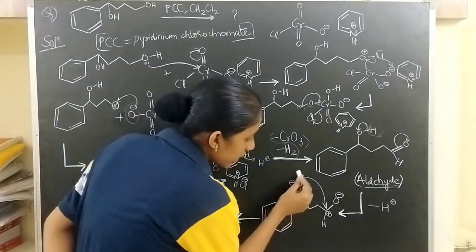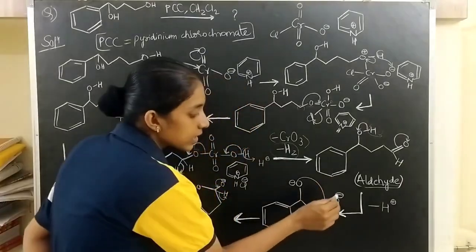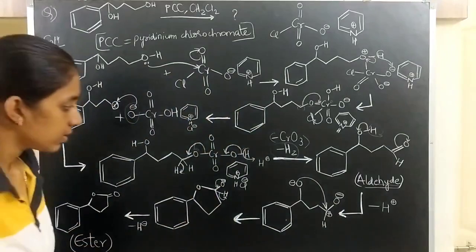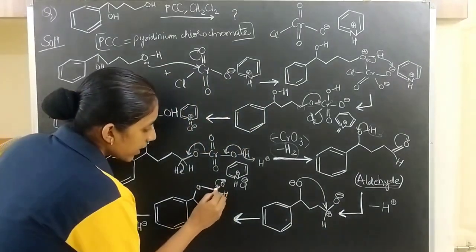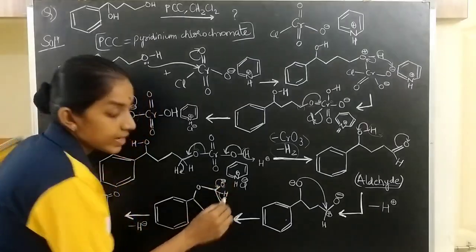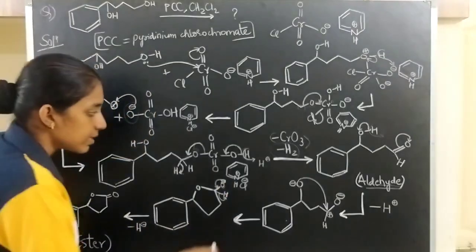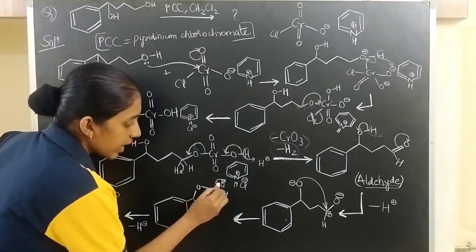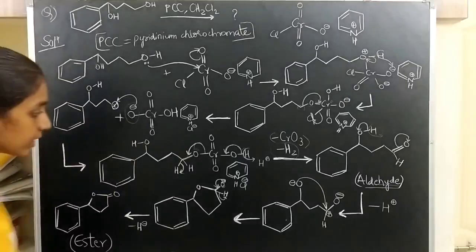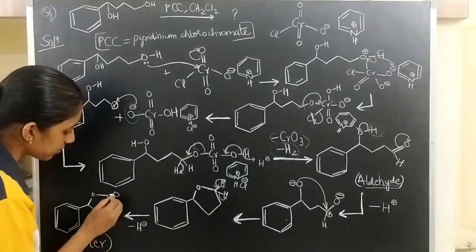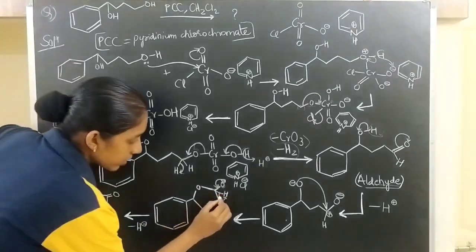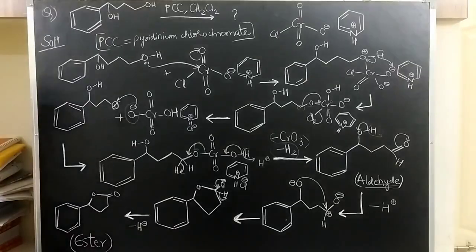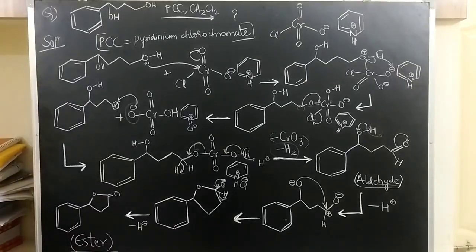The negatively charged oxygen will attack the positively charged carbon and a 5-membered heterocyclic ring is formed. Here this carbon will be carrying a negatively charged oxygen as well as a hydrogen. Now what happens, this negatively charged oxygen will share its extra electrons here and a double bond is formed between carbon and oxygen like this. And this hydrogen will be removed as H minus. So we will be getting our final product, that is an ester.